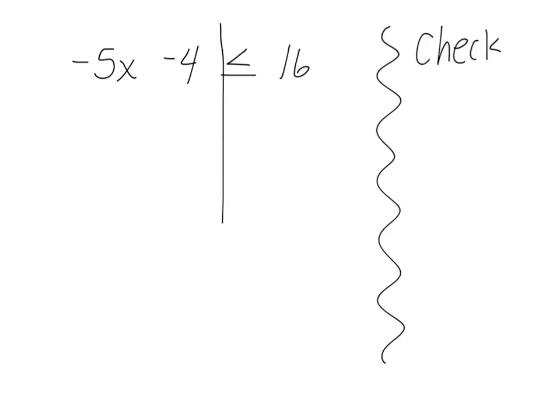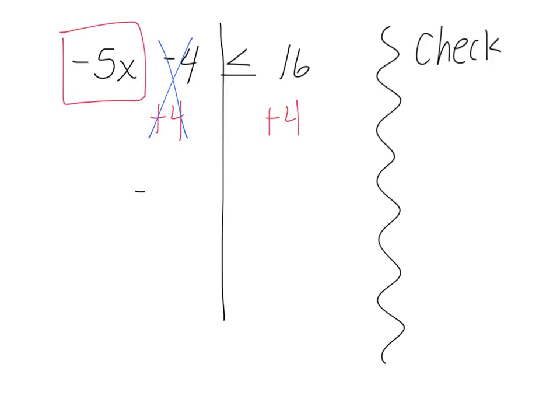We're going to draw our great divide. Don't deal with your x first, deal with your integer. So we have minus 4, so we're going to add 4 to undo it. Do the same thing to the other side. The 4's cancel each other out. We're going to bring down everything that is left over, so remember that includes that negative sign right there. So negative 5x is less than or equal to 20.